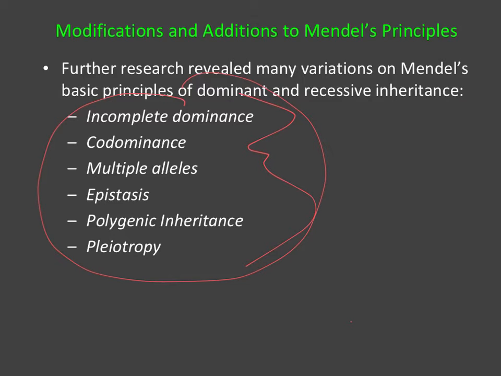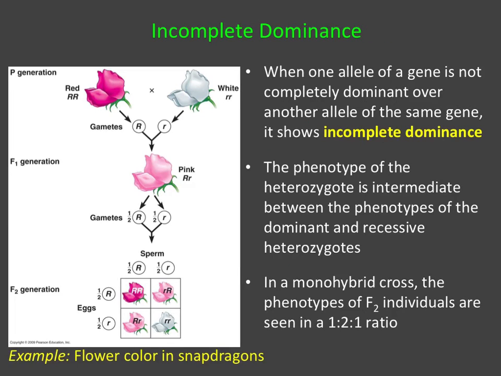Mendel didn't really know about genetics. Genetics wasn't a thing when he was doing his work. He was using very simple organisms and asking very simple questions. But we all know that genetics is not nearly as simple as a 1 to 2 to 1 ratio, because what about crossing over and other things? The additions that I'm going to talk about are incomplete dominance, codominance, multiple alleles, epistasis, polygenic inheritance, and pleiotropy. So let's get started with incomplete dominance.